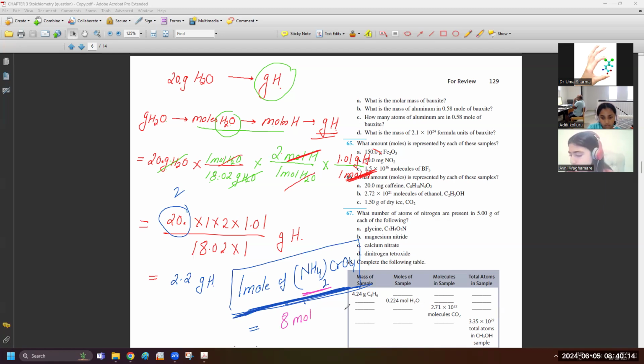This is called the molar ratio, mole to mole conversion. So from the formula, you can work out the way I did here, that water has 2 moles of hydrogen. So I plugged in this ratio. Aditi, Avni, is it okay?